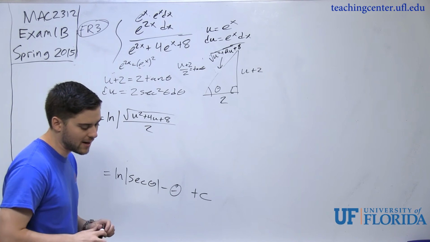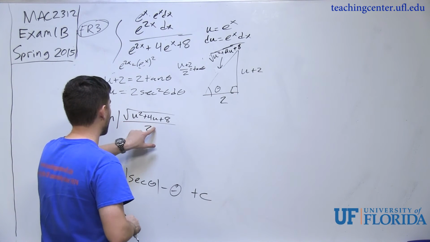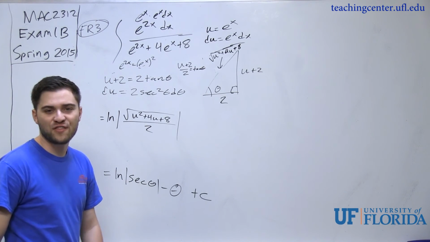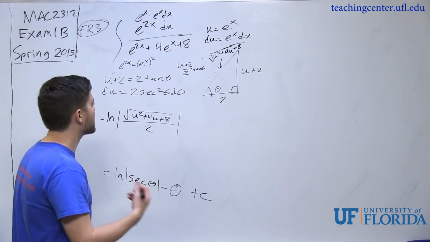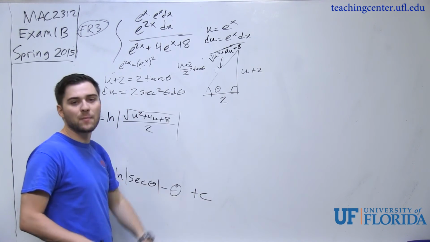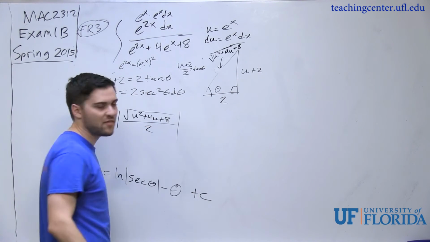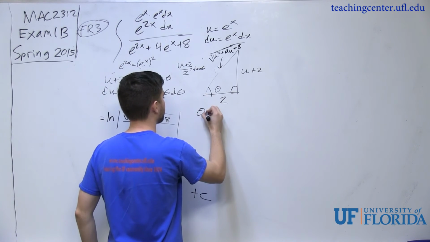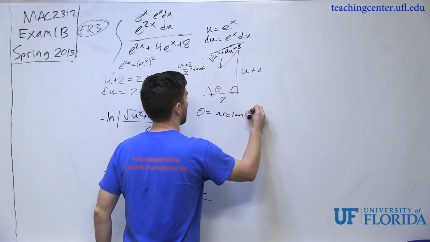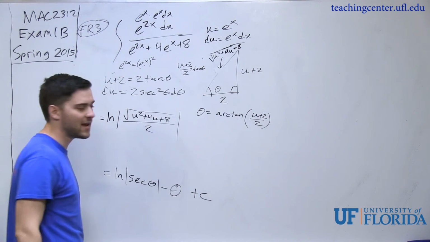And now I need to figure out, let's see, so I have this term right here. That's good. Now I need to figure out an expression for theta. So when I'm looking for an expression for theta, I want to look back at my original substitution and try to get theta by itself. So if I have (u plus 2) over 2 equals tan theta, theta is equal to the arctan of (u plus 2) over 2. That should get me what that angle is.